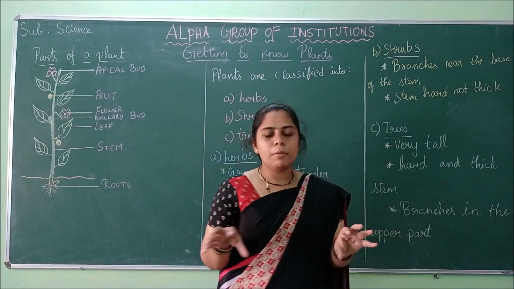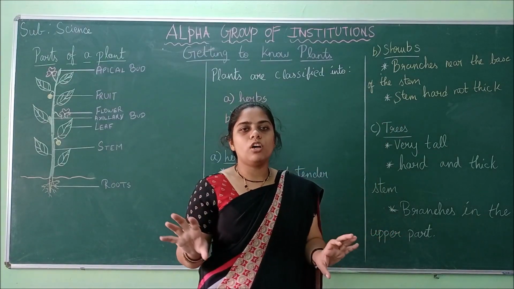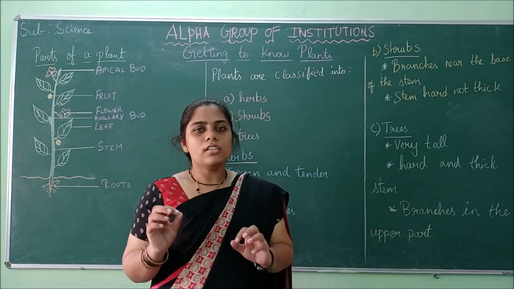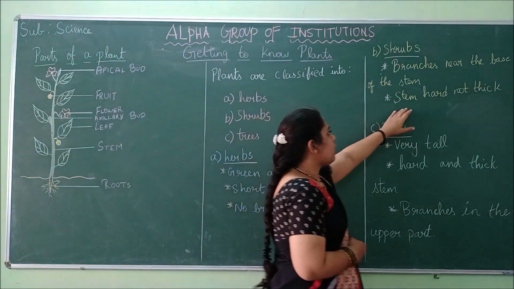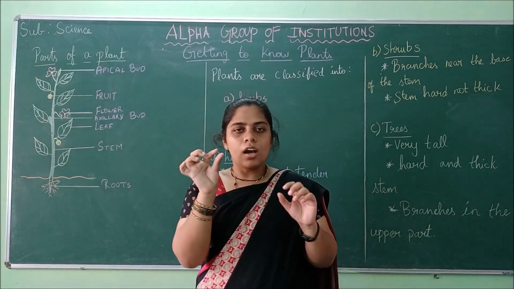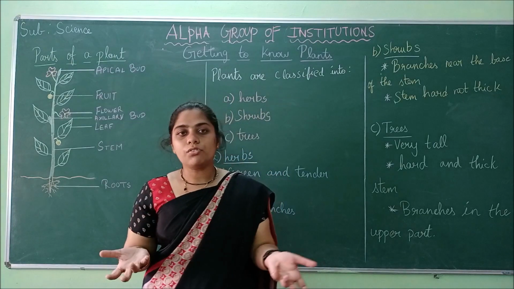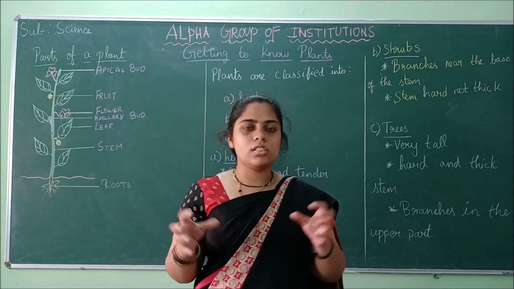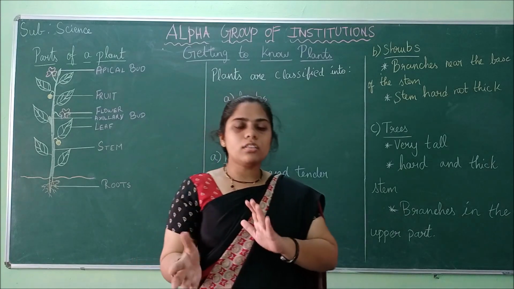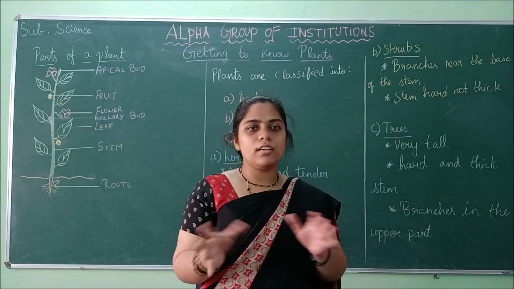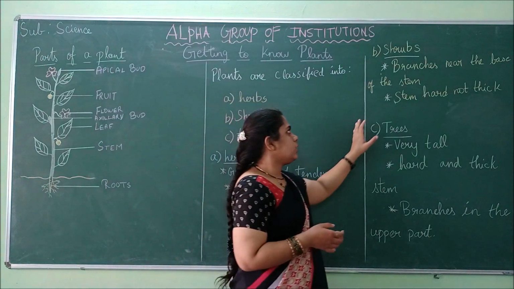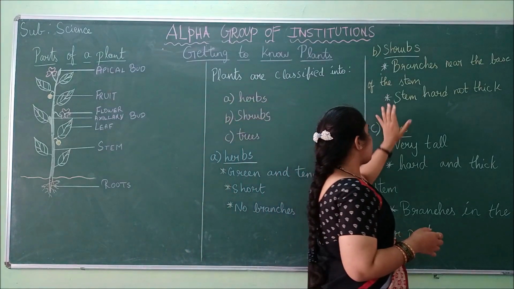All the branches will be present on the base of the stem. Those types of plants are known as shrubs. The stem will be hard. If you touch it, it will be very hard, but not like trees. It's not as thick as trees. Trees are very thick and hard, whereas shrubs are not that thick, but they are hard. Those kinds of plants are known as shrubs.